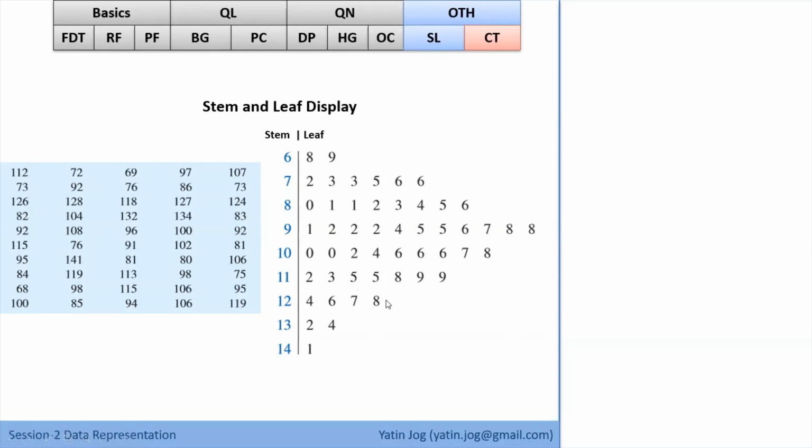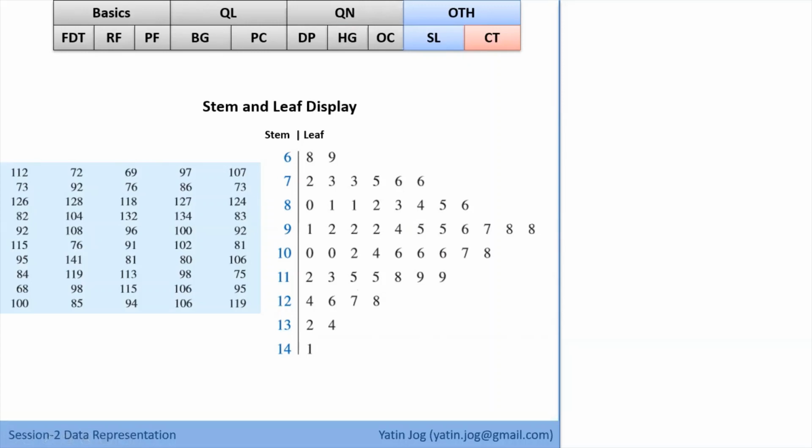And from this, you can come to know at what stem you have the maximum number of observations. So maximum repetition is in the 90s. Then next maximum repetition is in the hundreds, then 80s, then 110, and so on. We have least number of observations at 140 and at 60. So this is a stem and leaf display.